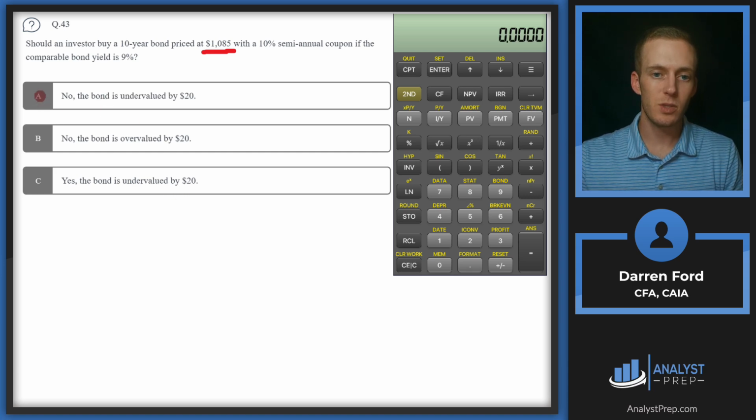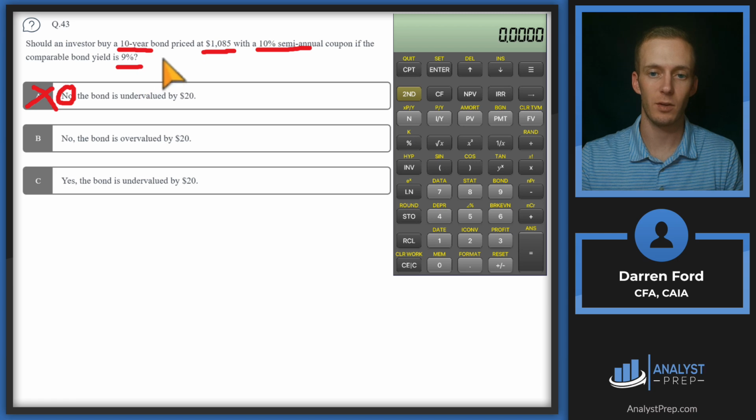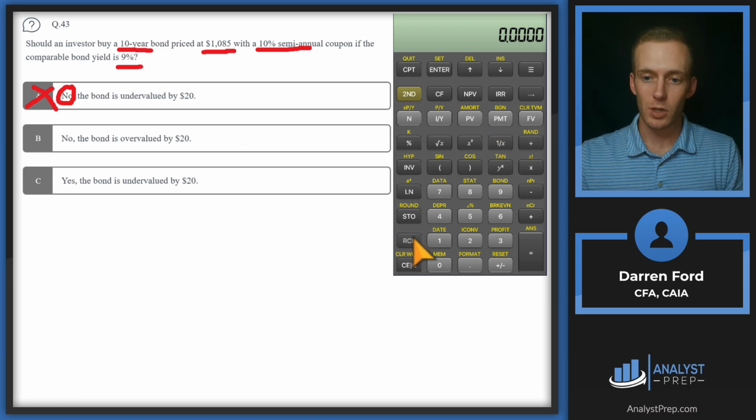So looking at these, we can go ahead and cross off A right away. If the bond is undervalued by $20, this should be yes. We'll definitely want to buy it, which is what answer C is. So from here, we need to figure out what we think the value of this bond is. So I got the calculator up here. We're basically going to use these numbers, 10-year bond, semi-annual coupon, and the comparable bond yield to figure out the present value of this.